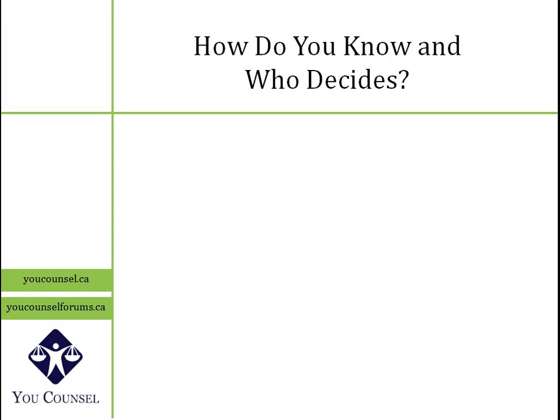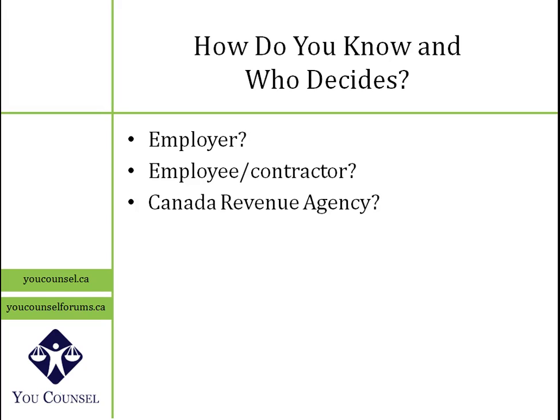In the next lecture, how do you know whether you are an employee, an independent contractor or a dependent contractor? We'll talk about it. And who decides? Is it the employer that decides whether the nature of the relationship is an employer-employee relationship? Is it you, the employee, or the contractor who decides the nature of that relationship? Is it Canada Revenue Agency? Canada Revenue Agency has quite significant stakes in how the nature of the relationship is defined, because on that basis they will get their taxes. And finally, whether it's the courts that decide upon the nature of your relationship.